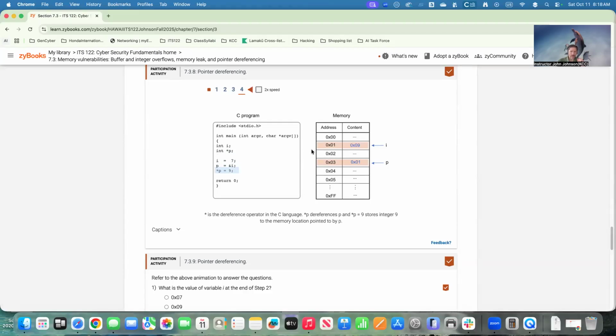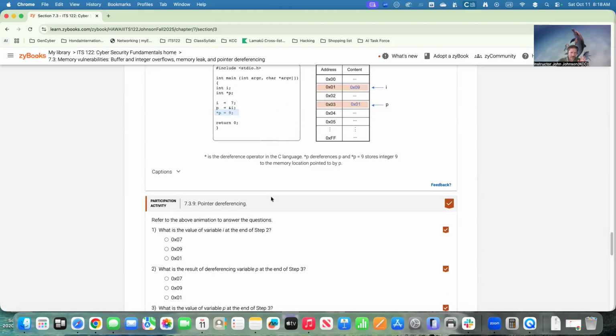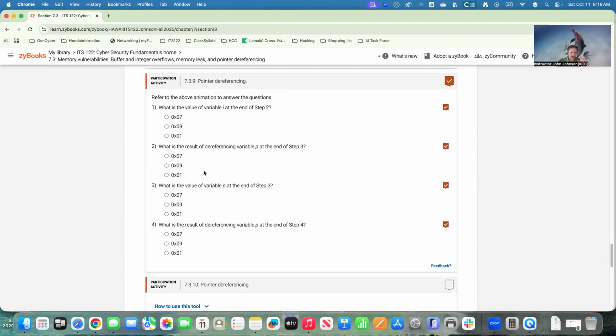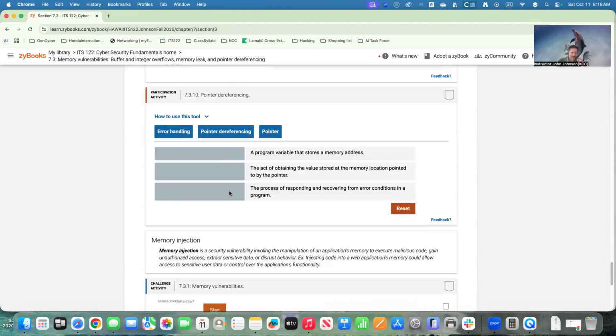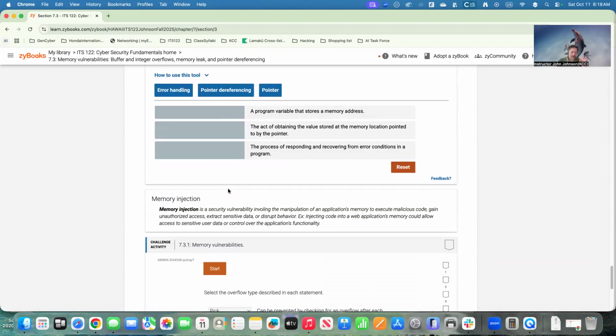That's the thing that a lot of people have trouble understanding. We're not assigning the value to P. We're assigning it to the value of what P points to. So let that sink in a couple of times, and then go down here and answer some of these questions. It will really challenge you. So keep that in mind.